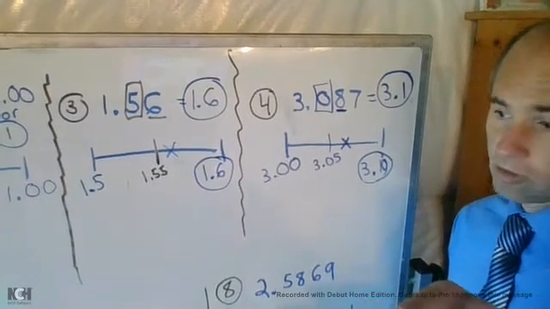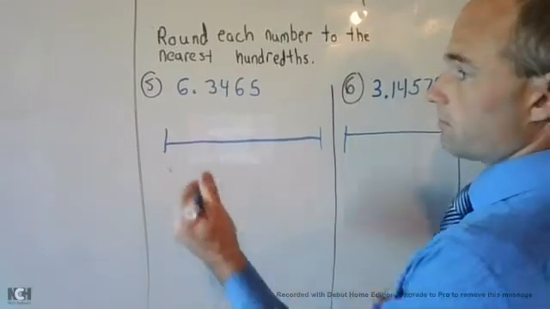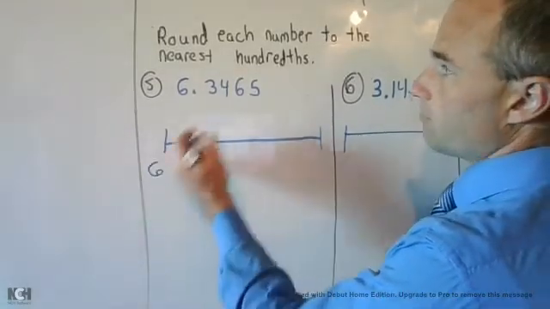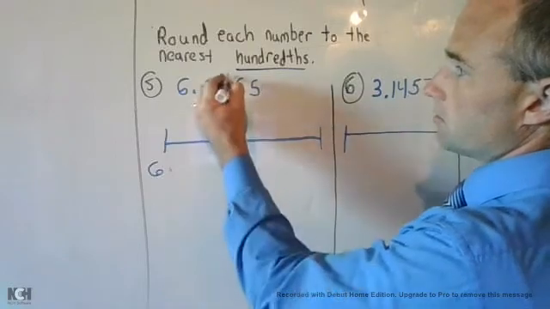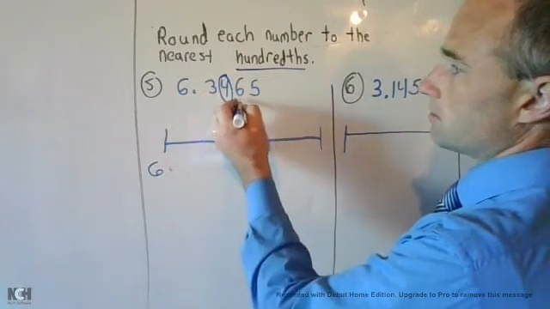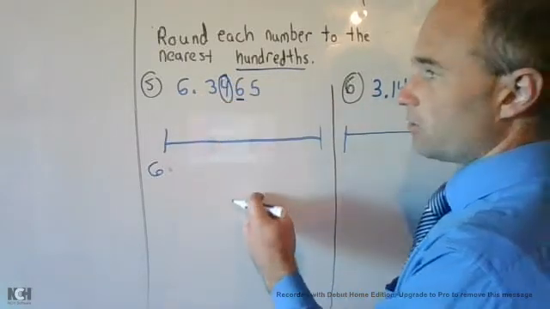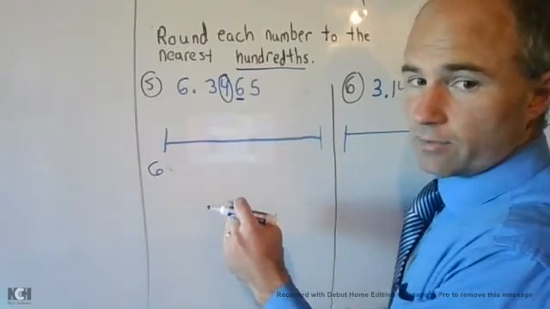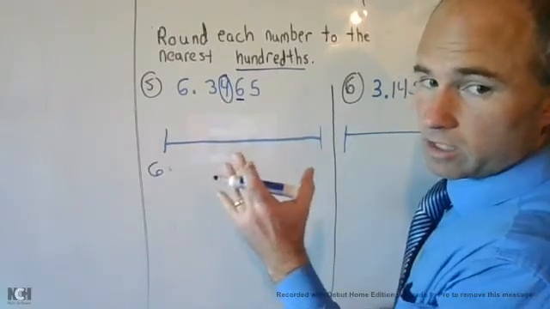All right, we're going to now move on to number 5, 6, 7, and 8. Number 5, I'm going to demonstrate. I have 6, I'm rounding to the nearest hundredths place. So there's my hundredths place. That's my next value. That's the thousandths place. It's going to tell me, it's kind of like the boss. It's going to tell me what to do.